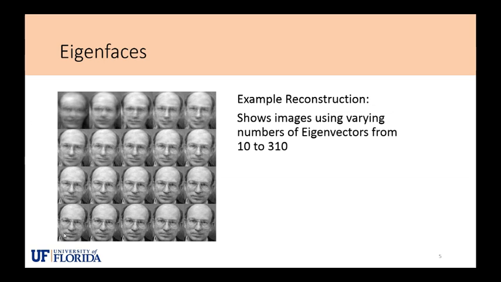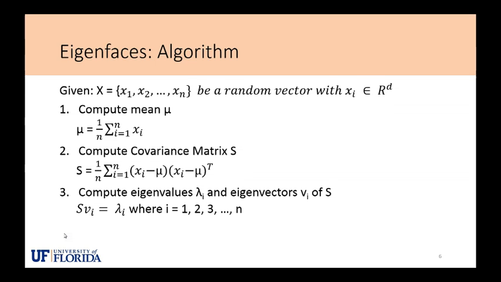And so this is just an example of a reconstruction using eigenfaces. And so the principal components, or the eigenvectors, shown here are anywhere from 10 to 310. And you can see in the first row, there's not nearly enough to provide the full face. But once you get to the third and fourth row, 200 and 300 eigenvectors are plenty enough to reconstruct the face.